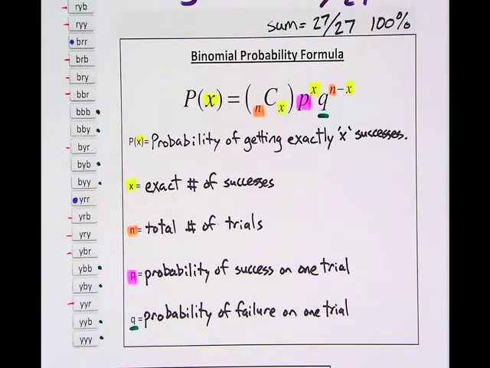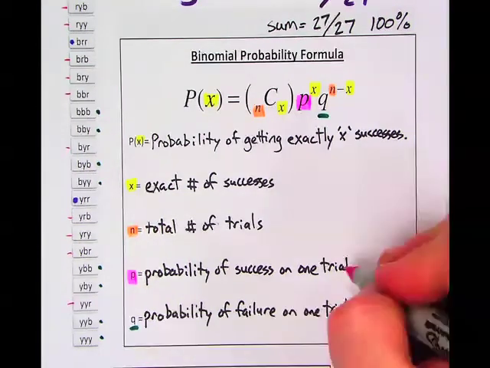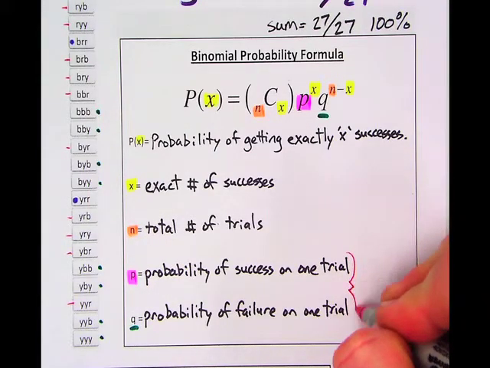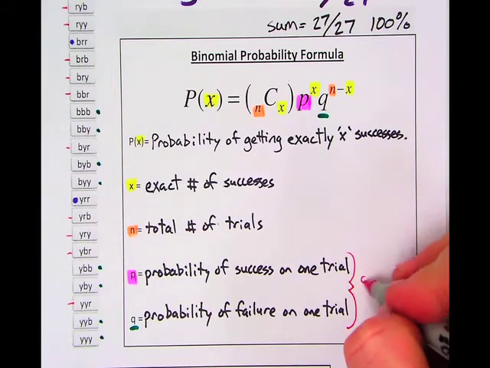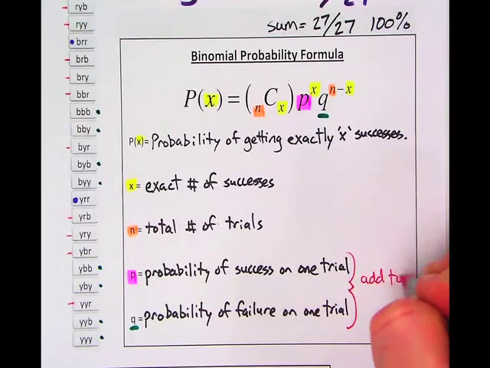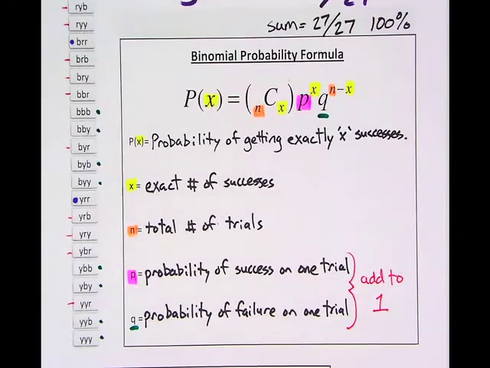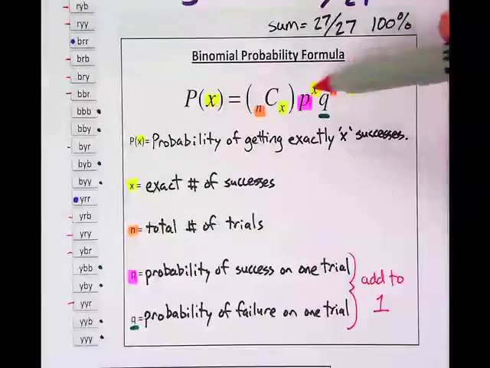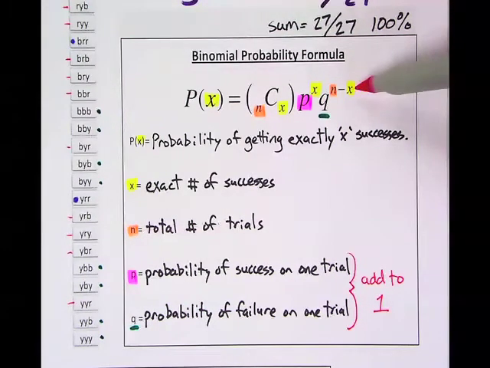Now, it turns out that the probability of success and the probability of failure add to 1. Okay, so either something happens or it doesn't. Now in the formula, it's interesting to note here that this x at the top, that's the exact number of successes we're looking for. And when we take n minus x, that's actually the number of failures.